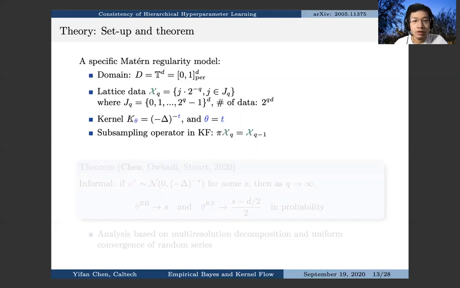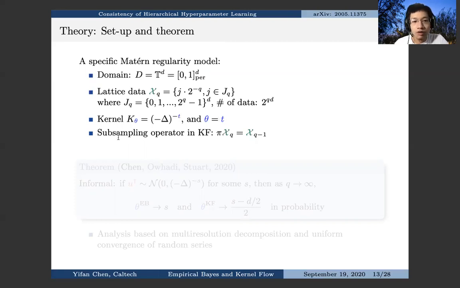The kernel family we are considering here will be minus Laplace to the power minus t. This is the Matern class model on a torus, but only with one parameter, the regularity parameter. Most generally, we also have the amplitude parameter sigma squared, and the length scale parameter. We will discuss these possibilities at the end of this work. And here in our theoretical part, we focus on the regularity parameter.